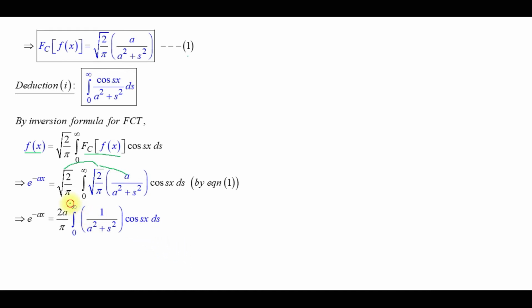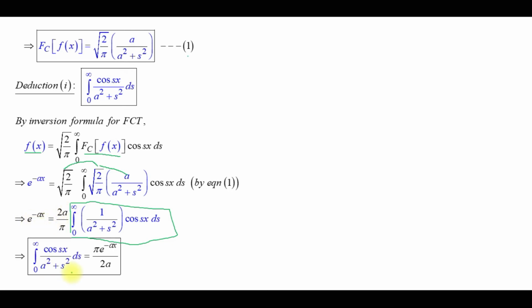So actually we need this term: the integral from 0 to infinity of cos sx divided by a square plus s square into ds. So bring this divided term to the left hand side, we get pi e power minus ax divided by 2a. So the answer is pi e power minus ax divided by 2a.